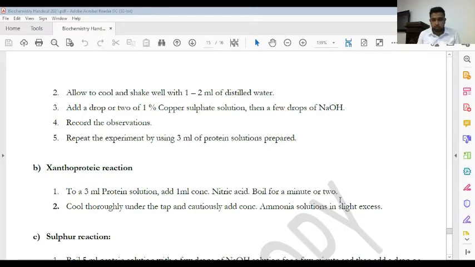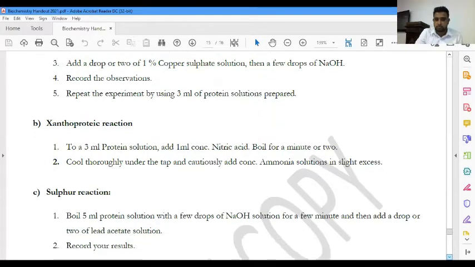Okay, then since you don't have other questions, I will move on to the next experiment that we're supposed to discuss in this practical series, that is xanthoproteic reaction or xanthoproteic test. This is also a very simple biochemical experiment. Here, you have to take about 3 milliliters of the protein solution, and add 1 milliliter of concentrated nitric acid and boil for a minute or two. After that, you have to cool thoroughly under tap water, and then add concentrated ammonia or concentrated sodium hydroxide to basify the solution.